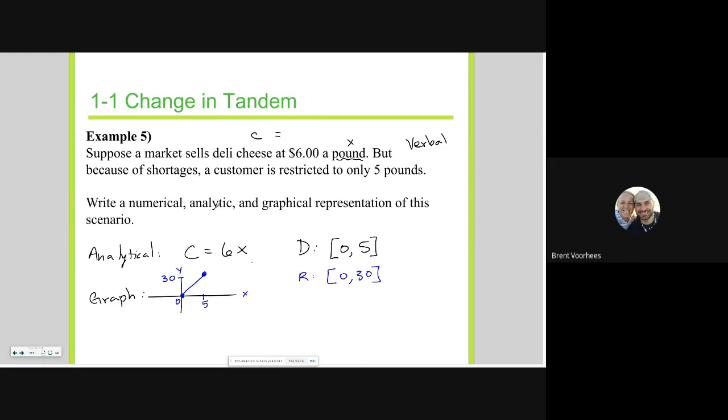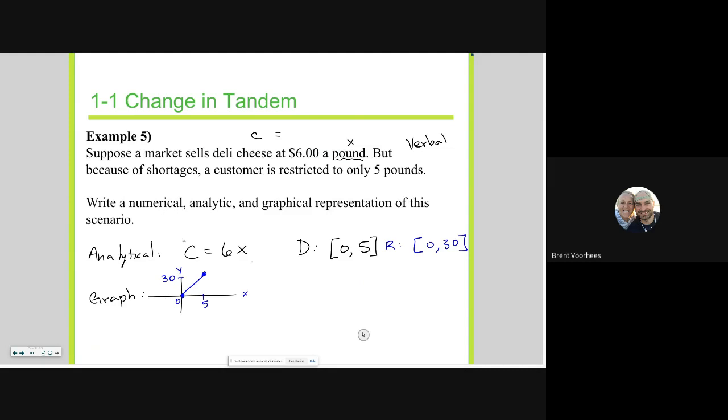Whoops. That looks like it's part of the graph. Let me know. Try this one more time. Fit. There it is. All right, I'll put it there on the analytical line. Okay, so the only one left would be numerical.